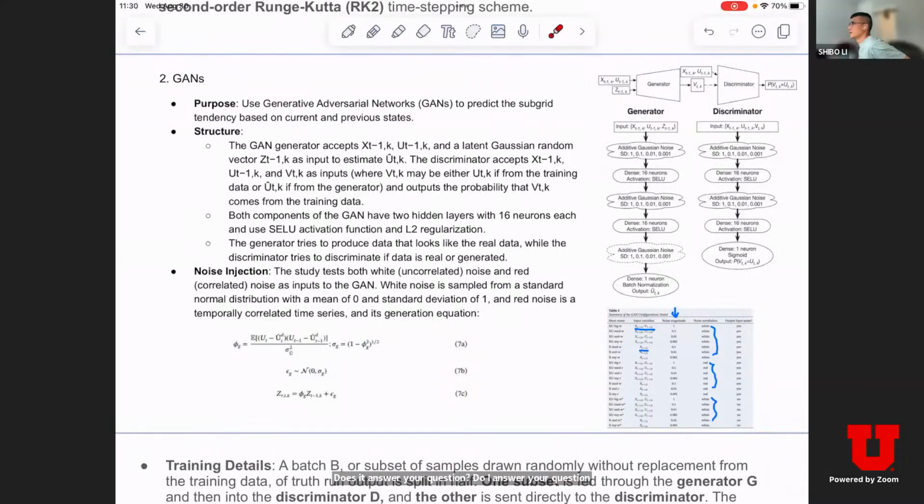Yes. So when was this paper published? It is 2020. In 2020. Okay. Yeah, before the diffusion model. Yeah, before the stable diffusion model. Any other questions about the GANs?